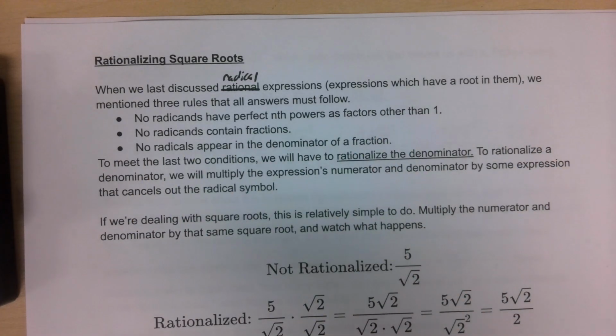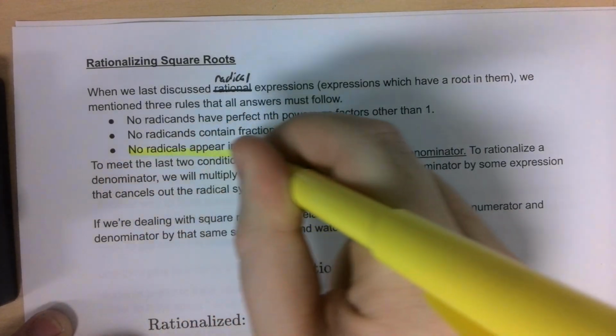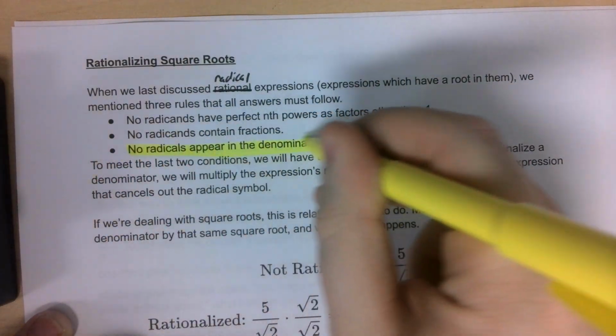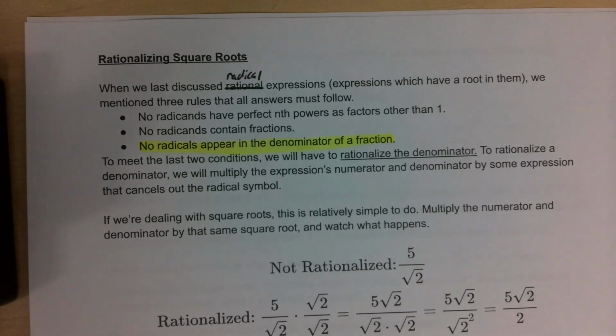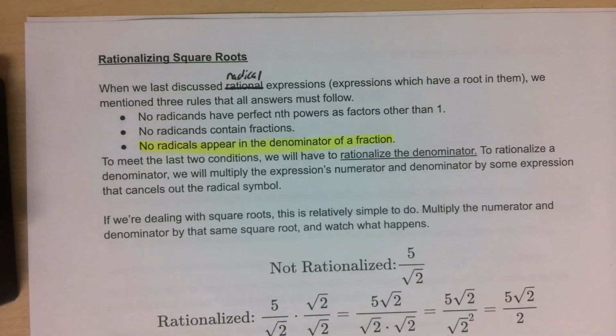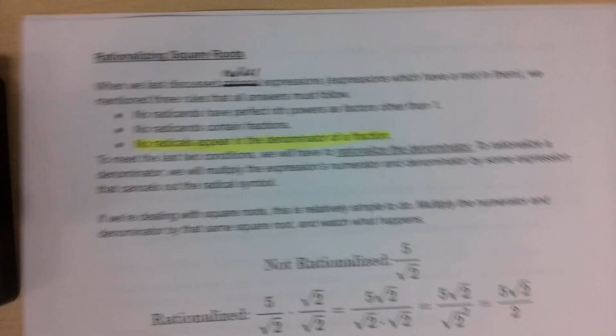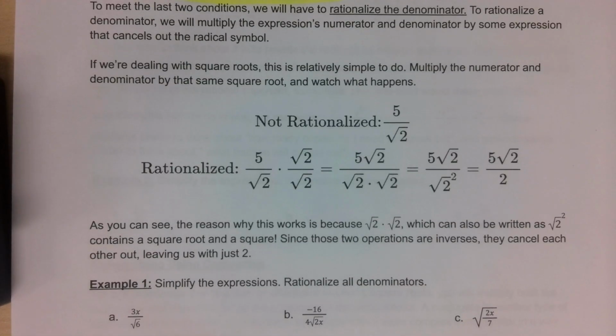No radicands could contain fractions. So when we had fractions, we split our fraction up into 2 different roots. But the third one's the most interesting one. No radicals may appear in the denominator of a fraction. In Unit 5, we learned a little bit about how to rationalize the denominator. So, if we're dealing with square roots, this is pretty easy to do.